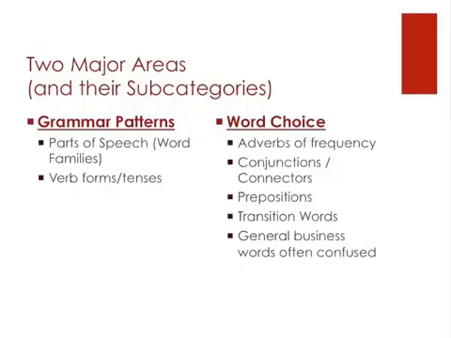The two major areas that we're looking at are what we call grammar patterns, which usually involves distinguishing among different members of word families or parts of speech, or looking specifically at forms of verbs. The other category involves word choice, and the many different ways that people can be confused by the choices of words that we use. So again, generally the questions will involve the same part of speech, but different actual words to choose from. And there are multiple categories here where the test will try to confuse you.